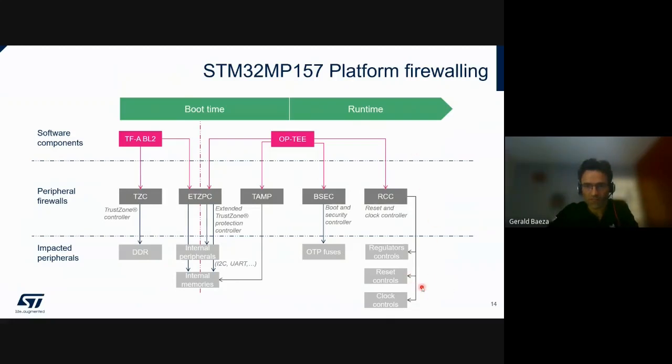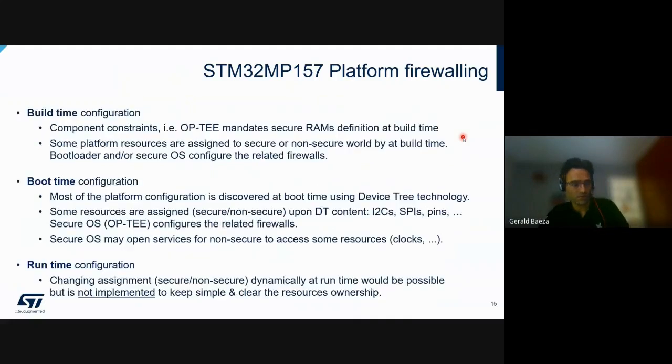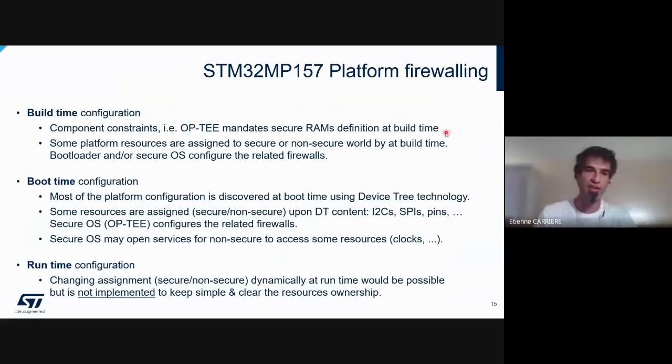So this is the way STM32 MP1 firewalling is put in place at startup and remains valid when the application is running. We'll see a bit where this is configured. Actually, all this firewall configuration shall be loaded in the right interface in the system on chip.